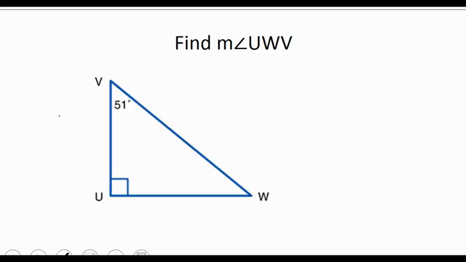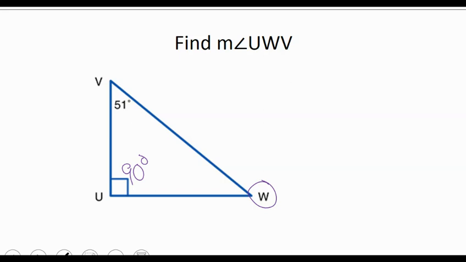So my next one, find a measure of angle UWV. So if I look at the letters UWV, W is the middle letter, I'm trying to find this angle here. And I only have one number written in this triangle, but I can see that at the angle U, there's a box. Remember, that box means a right angle, and a right angle is always 90 degrees. So now I do know two of the three angles.